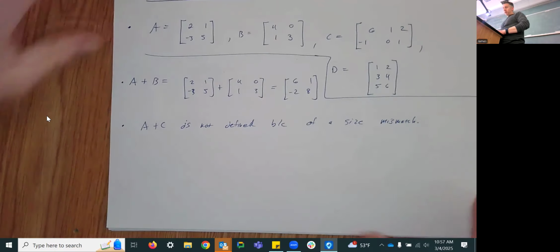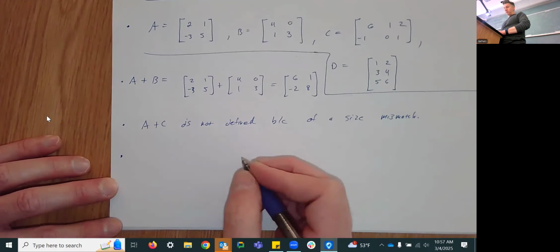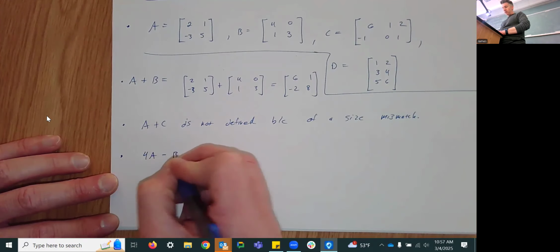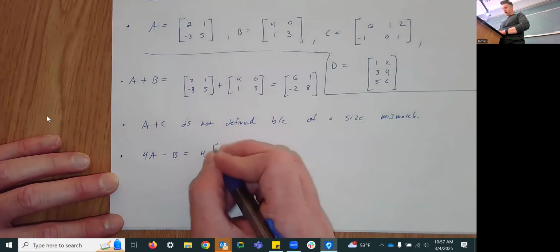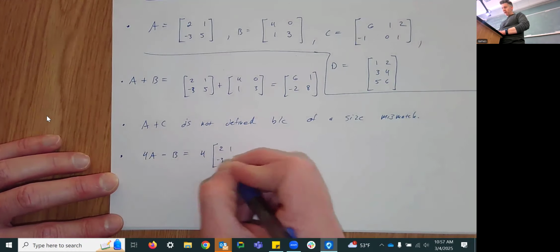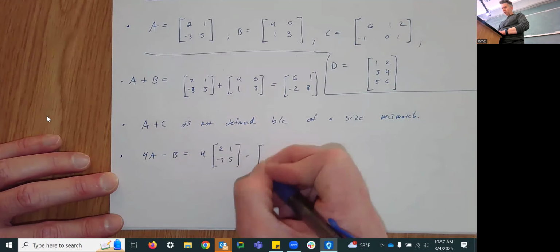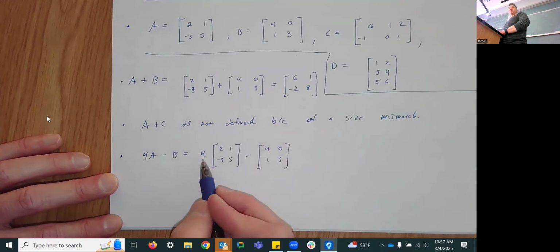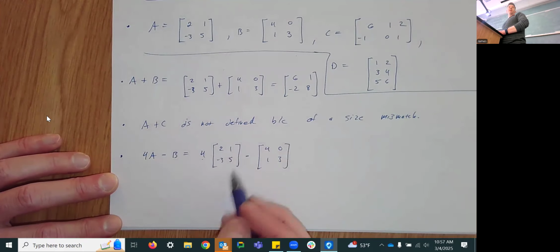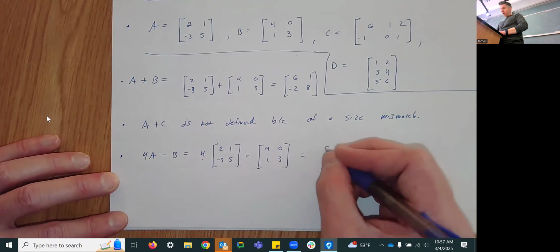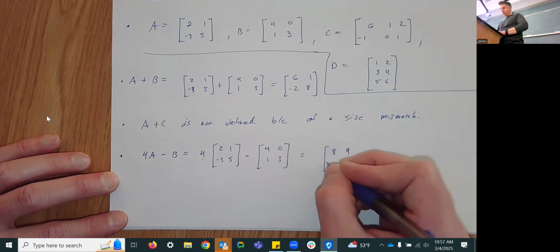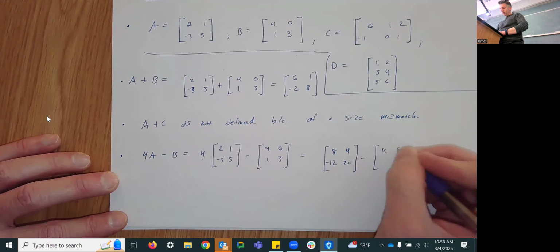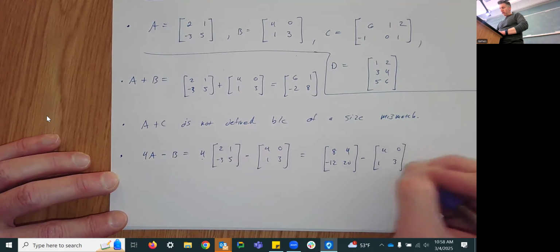The other thing I'll point out here is scalar multiplication. So for example, if I had 4 times A minus B, so that's 4 times [2, 1, negative 3, 5], minus [4, 0, 1, 3]. This 4 just multiplies each component of the matrix A. So we can write this as [8, 4, negative 12, 20] minus [4, 0, 1, 3], and then subtract.